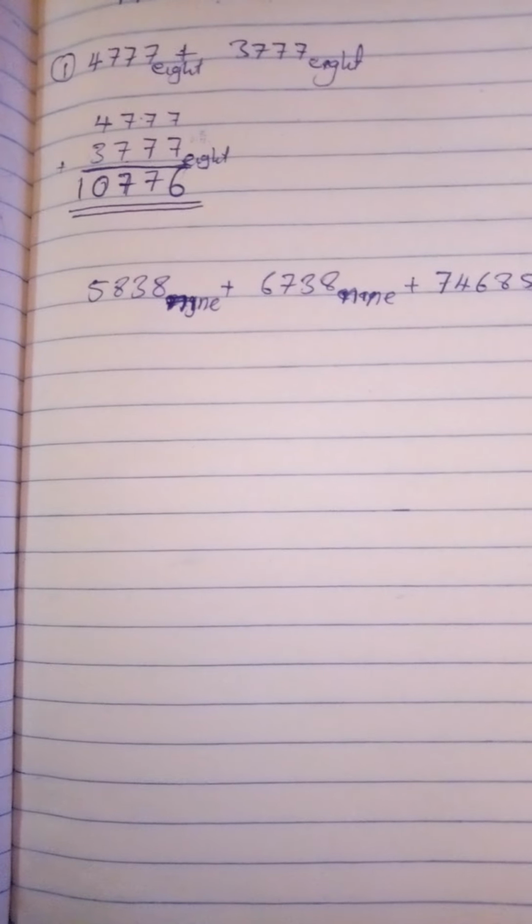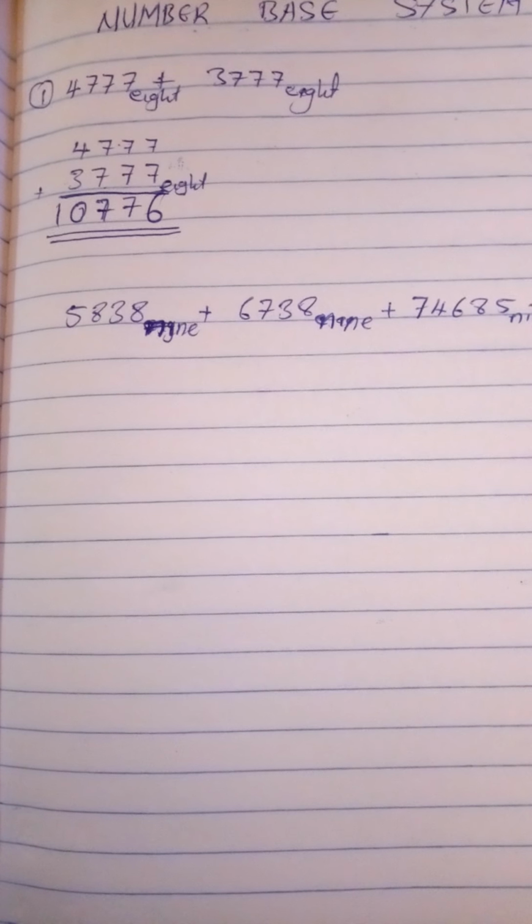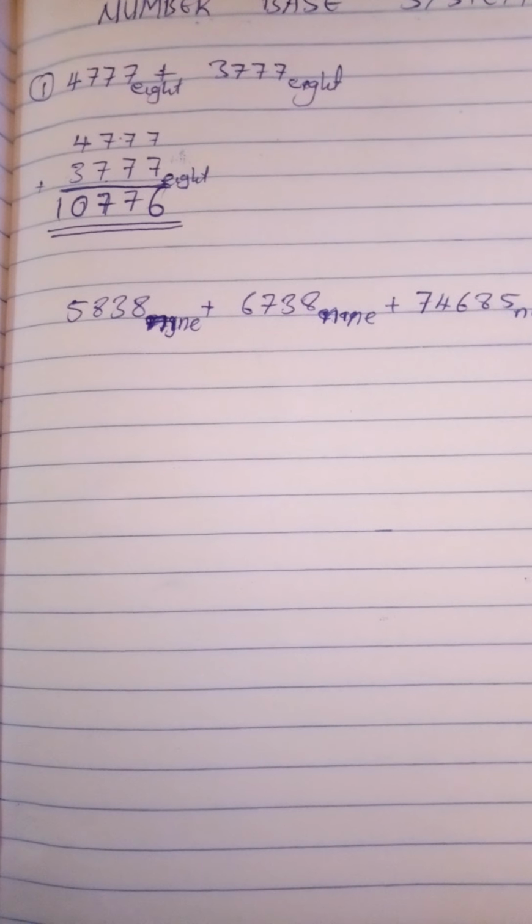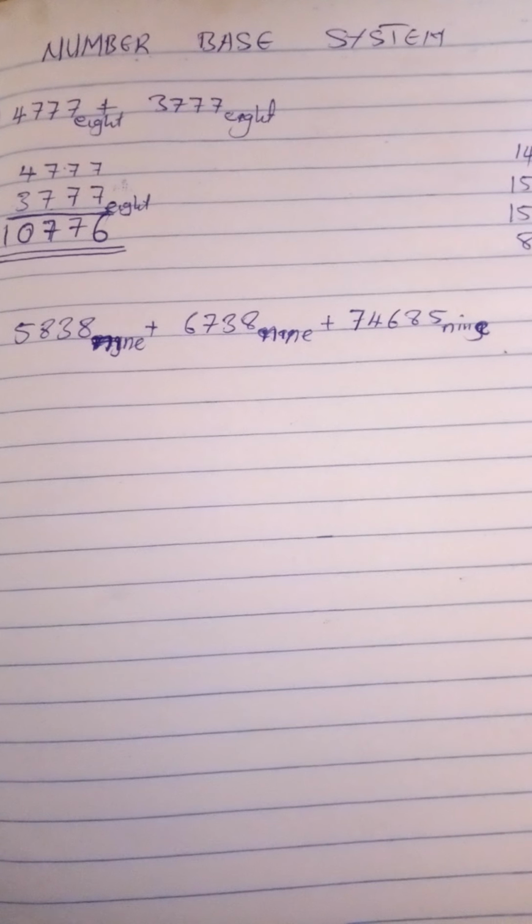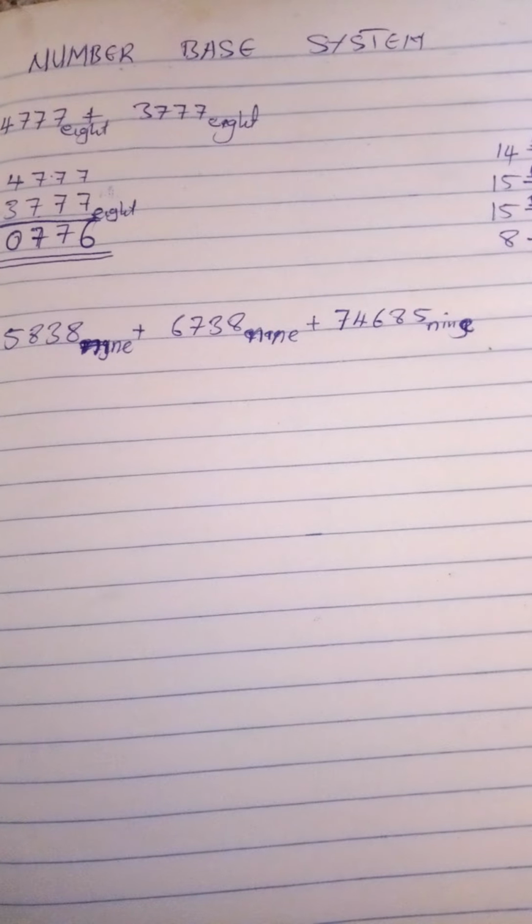As I told you earlier, every number in base 9, the highest number in base 9 must not be up to 9. It must be below 9, which is 8. So in this case, see what we have been given. They say we should add up these 3 numbers.